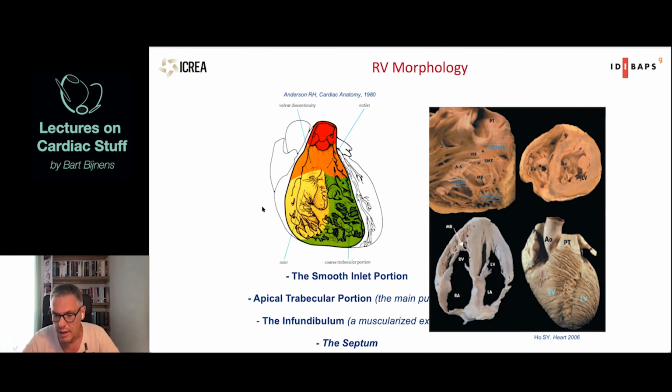So what you see in the left ventricle is that when you go the septal part towards the aorta, because the aortic valve is really on top of the septum, that part is smooth. But in the right ventricle, because the outflow tract towards the pulmonary valve is really becoming a tube, you see that the right ventricle is actually trabeculated everywhere.